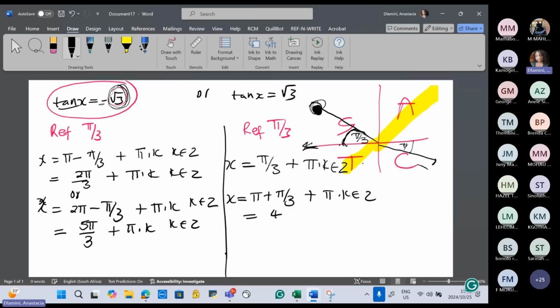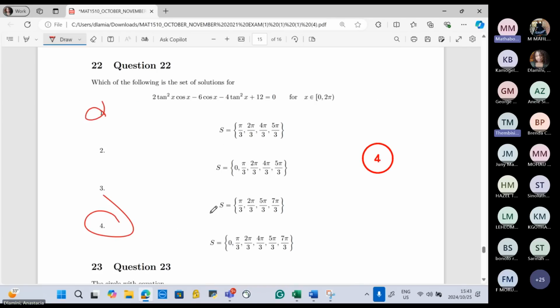This is equal to 4 pi over 3 plus pi k. Are you all together? Are we done with this question? Look at the question. Are we done with it? No, ma'am. So they are telling you it has to be between which intervals? Between 0 and 2 pi, isn't it? 0 and 2 pi. Okay, so what do we do?